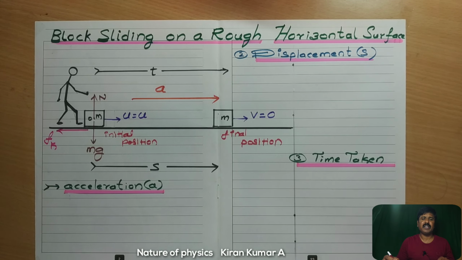Today's topic is a block sliding on a rough horizontal surface.